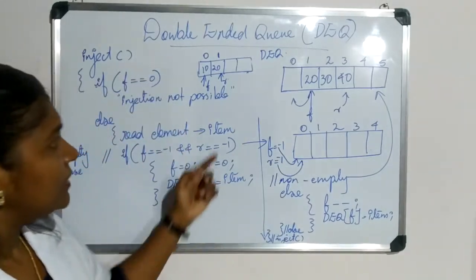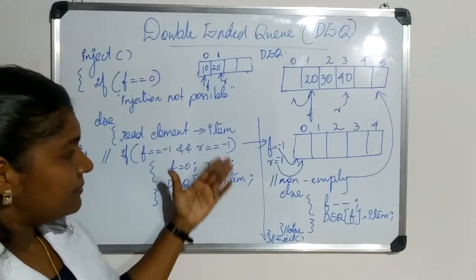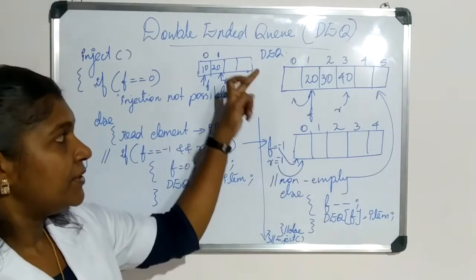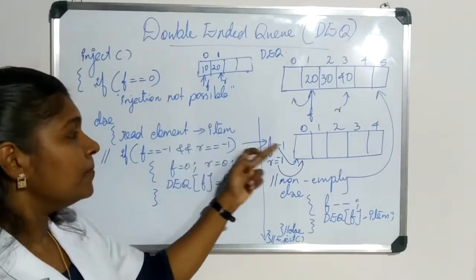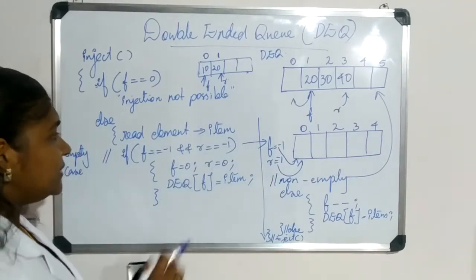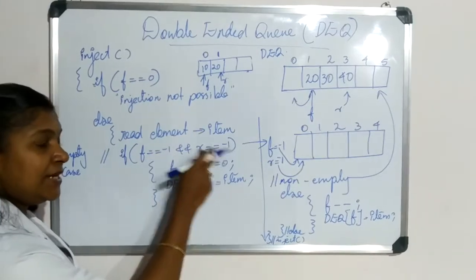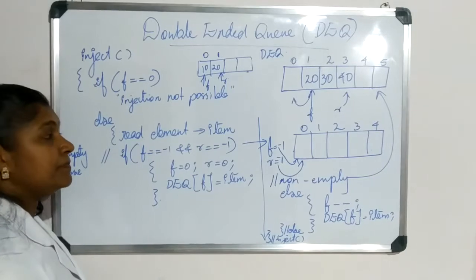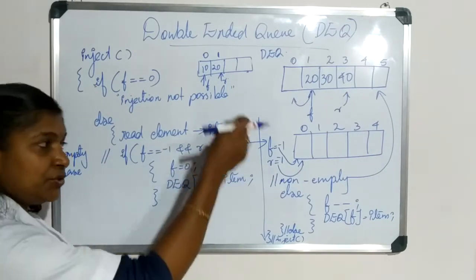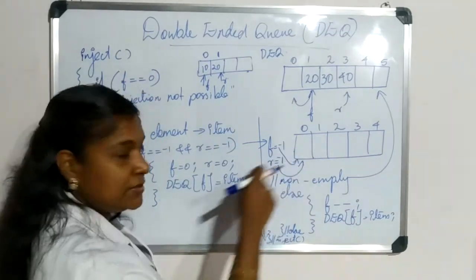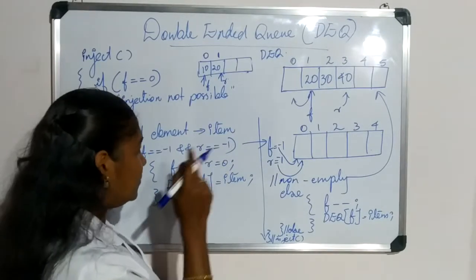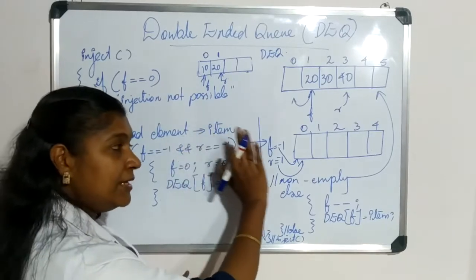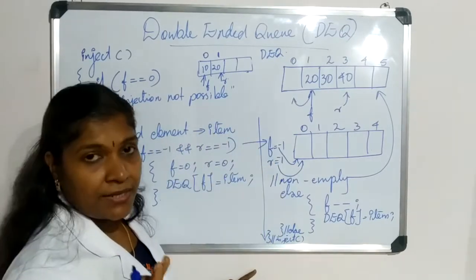Okay, so if injection is possible, then there are two cases: inject into an empty double-ended queue and a non-empty double-ended queue. If it is an empty double-ended queue, then the condition is F is equal to -1 and R is equal to -1. What operations do we need to perform for the inject operation? We should explicitly bring F and R to 0. So F is equal to 0 and R is equal to 0. Then DQ of F is equal to item. So this is the case where we are performing the inject into an empty double-ended queue.